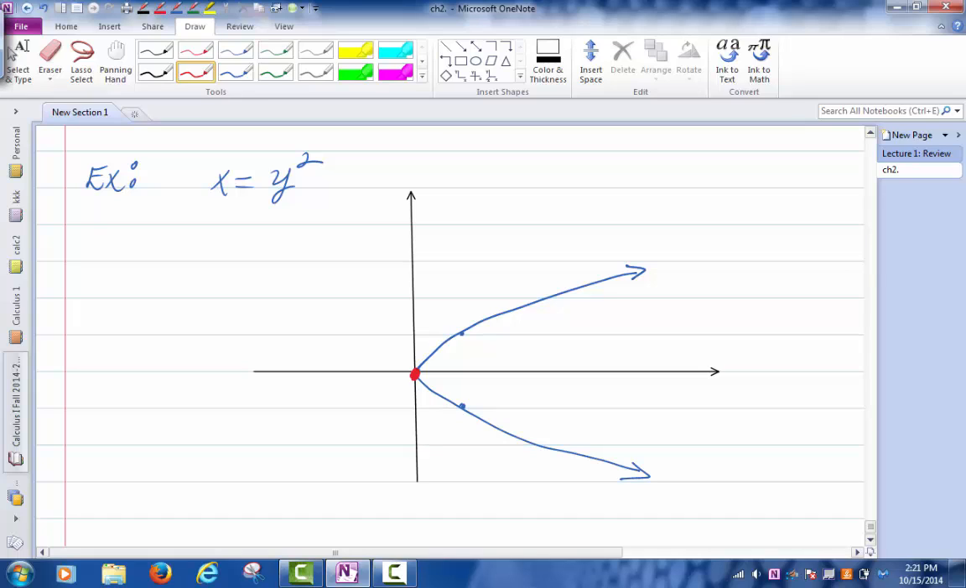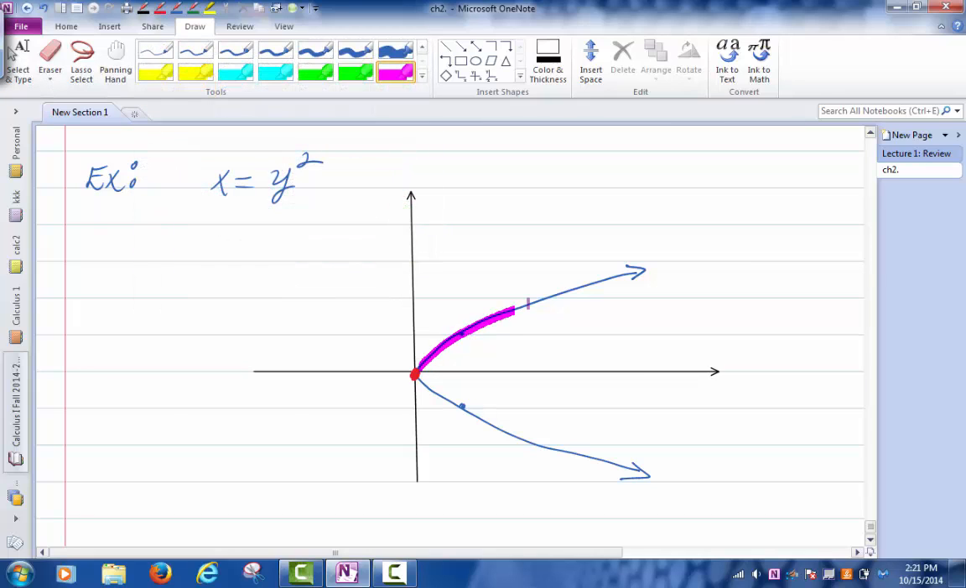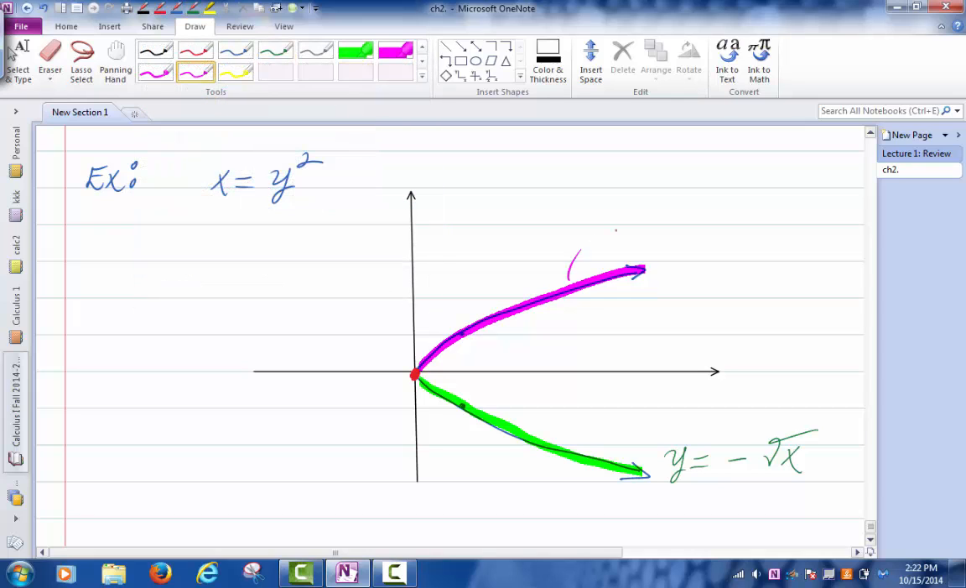However, if I take two parts like I did before, so if I take this part here, and also if I take this part here, individually both parts represent what? Functions, right? And can someone give me a formula for the green curve? y is equal to negative radical x. And what would be a formula for the other one? Positive radical x. Very good.